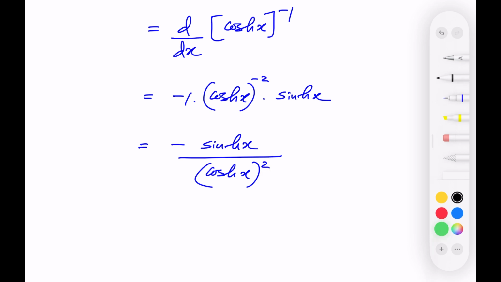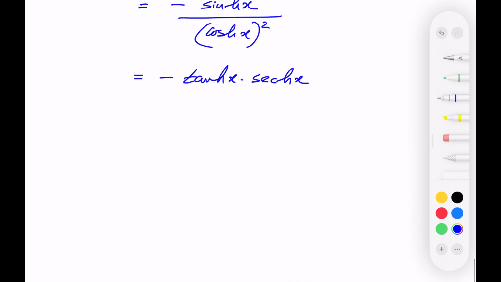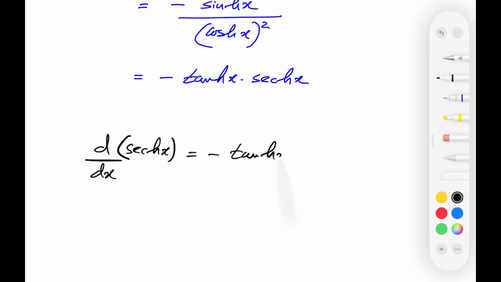Just like earlier, I can identify sinh x over cosh x as tanh x, and there's one more cosh x term remaining in the denominator, which I can write as negative tanh x times 1 over cosh x, which is sech x. Therefore, we have established that next result as well. If I differentiate sech x, hyperbolic secant x, with respect to x, we get negative tanh x times sech x.